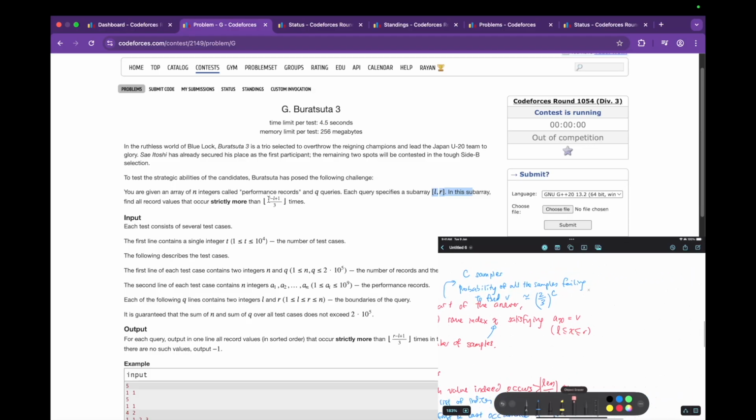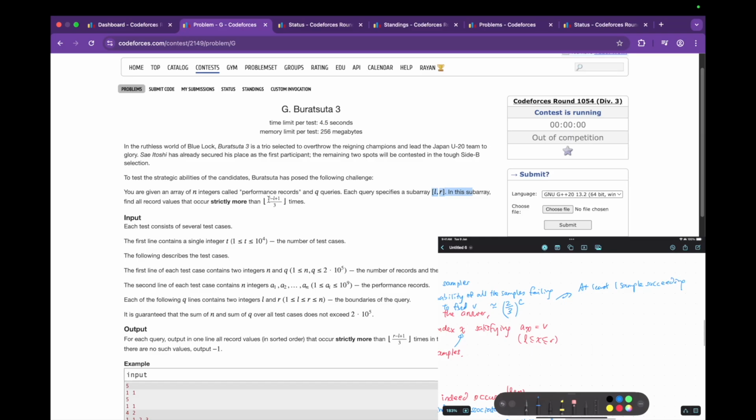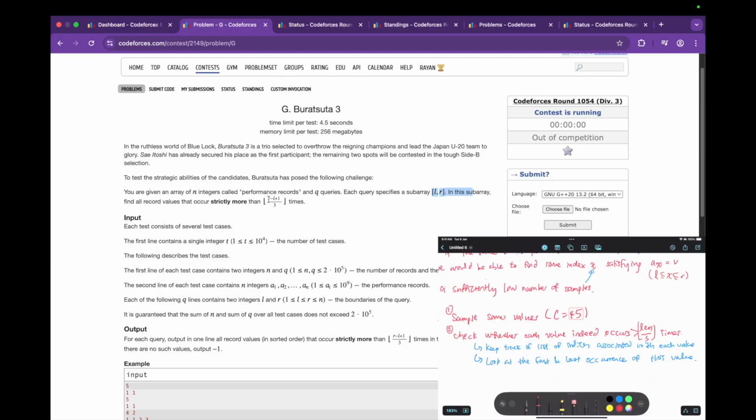So the probability of at least one sample succeeding would be 1 minus this. It turns out that we actually don't have to choose c that is too large. In fact, something like c equals 45 would be sufficient. By performing these two steps, we would be able to find all the values that actually occur length over 3 times with high probability.